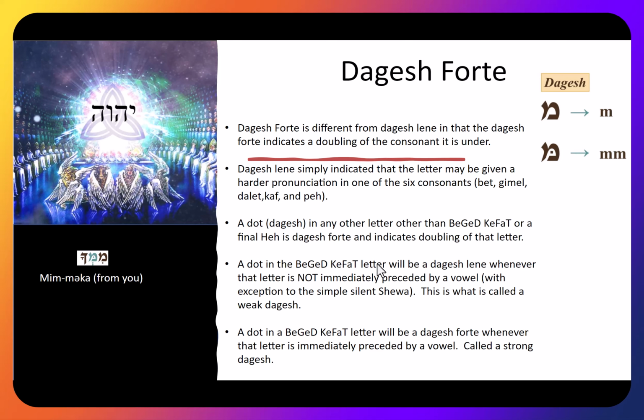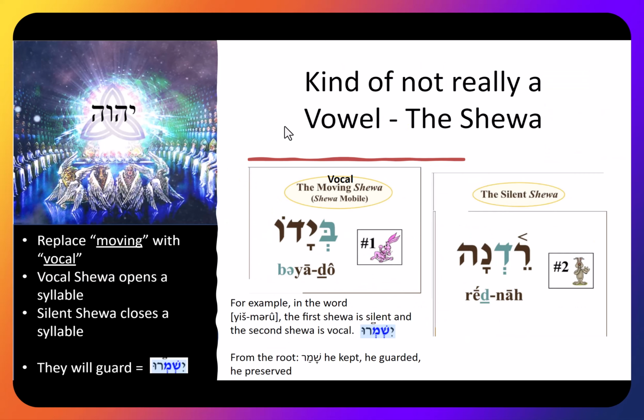A dot in a Bega Kefit letter will be a Dagesh Lene whenever that letter is not immediately preceded by a vowel. And again, this is with exception to the simple silent Shewa. This is what we call a weak Dagesh. A dot in the Bega Kefit letter will be a Dagesh Forte whenever that letter is immediately preceded by a vowel, and that will be called a strong Dagesh. And we actually saw that form in the previous slide here.